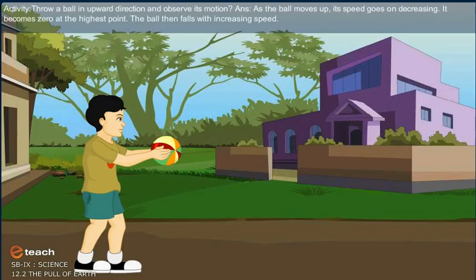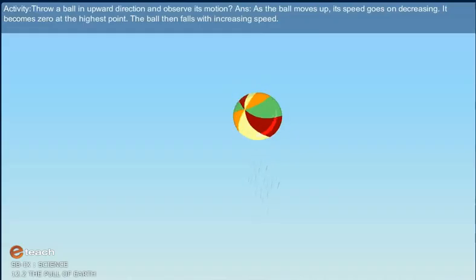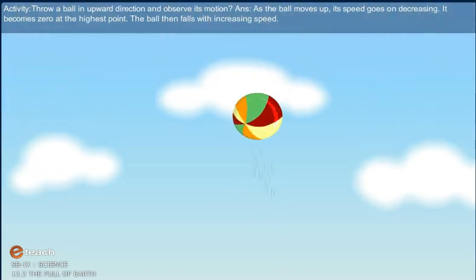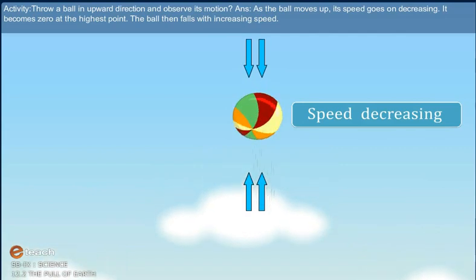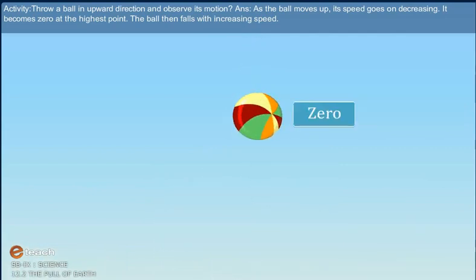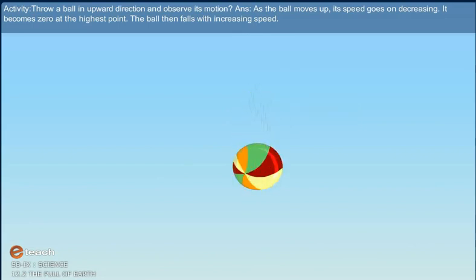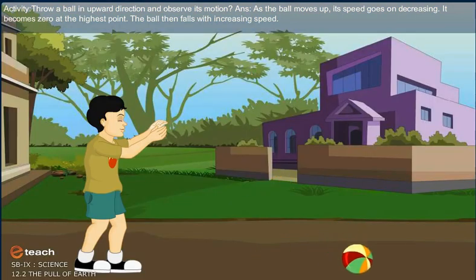Activity. Throw a ball in upward direction and observe its motion. As the ball moves up, its speed goes on decreasing. It becomes zero at the highest point. The ball then falls with increasing speed.